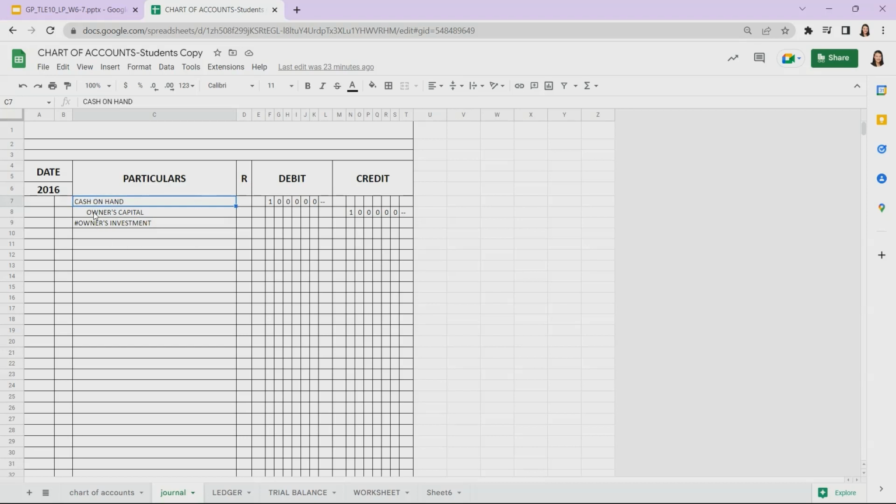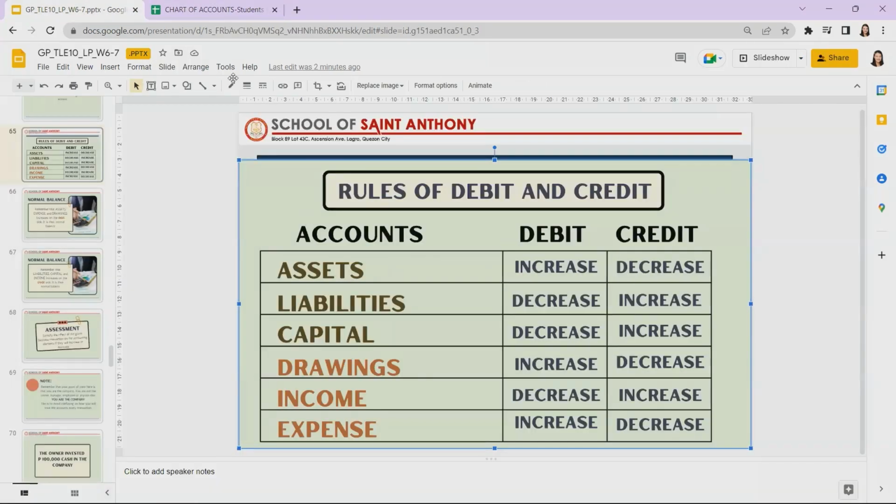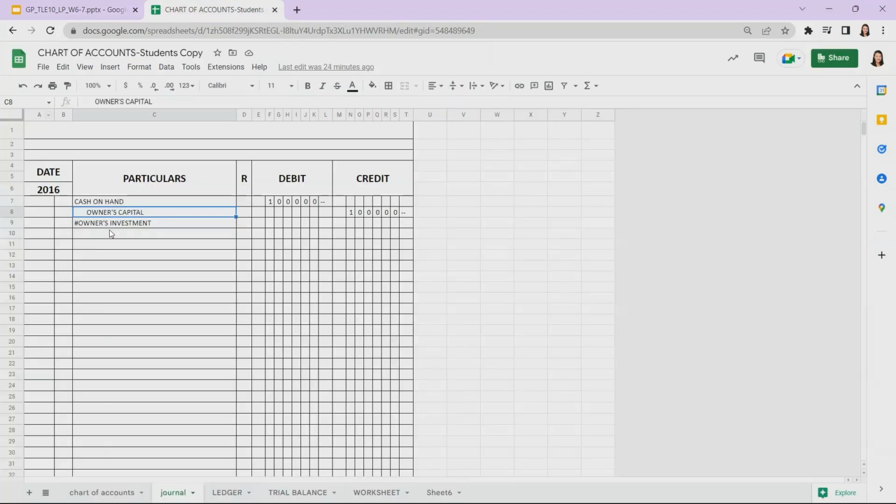Bakit tayo may credit owner's capital? Kasi po nag-invest si owner. Since nag-invest ang owner, anong nangyari sa kanyang capital account, sa kanyang equity account? Nag-increase. Anong sabi sa rules ng debit and credit? Whenever your capital or equity increases, where should we put it? We have to put it on the credit side. That is why we have credit owner's capital.